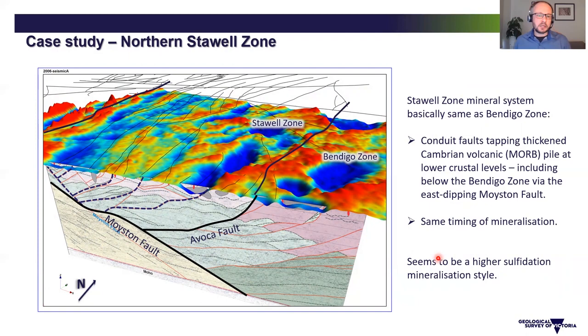So interestingly enough, the Moyston fault is tapping the very deeper crustal levels beneath the Bendigo zone. So presumably the fluids have moved up the Moyston fault and then come off the Moyston fault up into the upper crustal positions. And just for reference, St Arnaud gold mine is located about there. So again, associated with these faults.